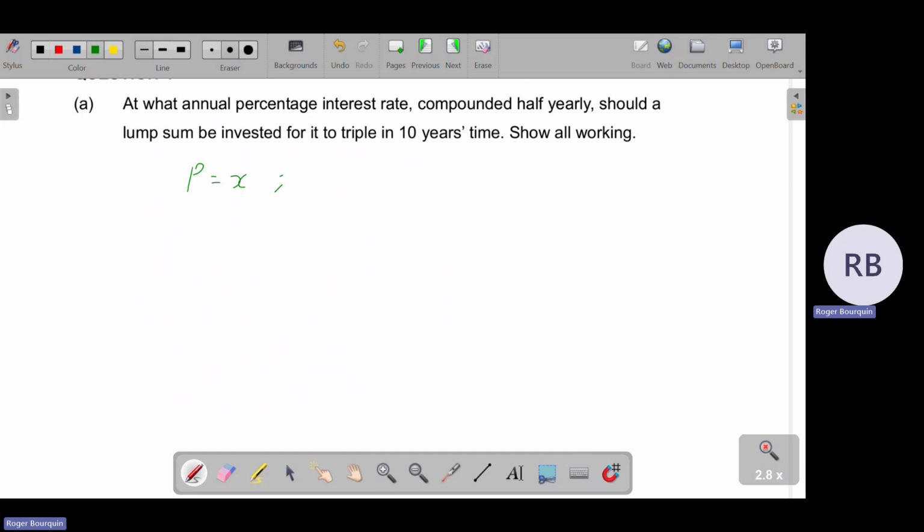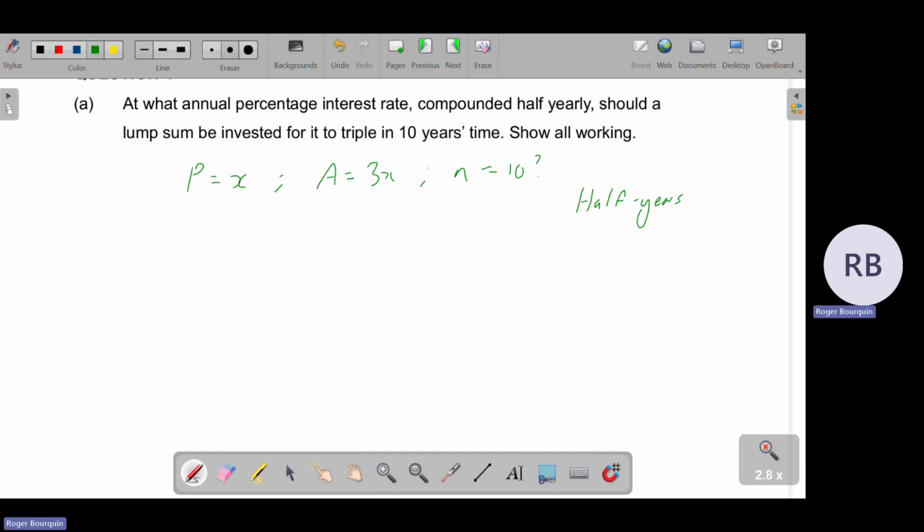After interest, what happens to that money? It triples, right? So the initial amount is x. What's the amount after interest? 3x. You could pick an amount. You could have written 1,000 and 3,000. You get the same answer. What else do we know? It's invested for how long? 10 years, right? And interest is compounded half yearly. So 2 times in a year.